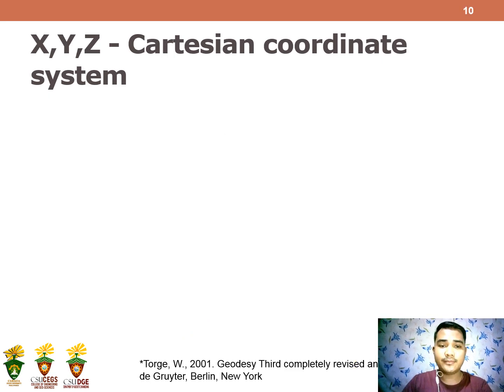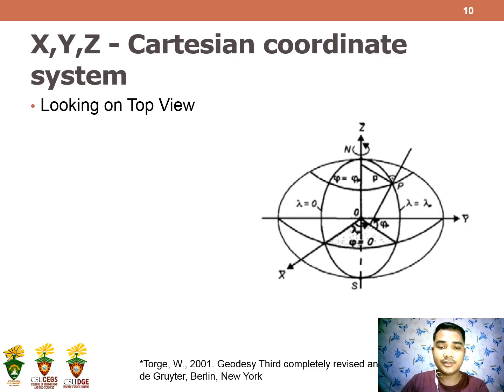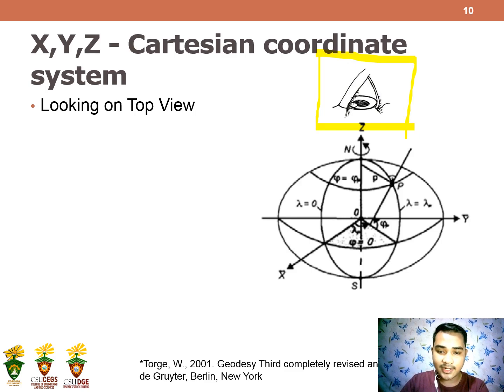Alright, so more discussion about the x, y, and z coordinate system. Looking at the top view, we will have our perspective from above, from the North Pole. So here in our figure, we have point P.